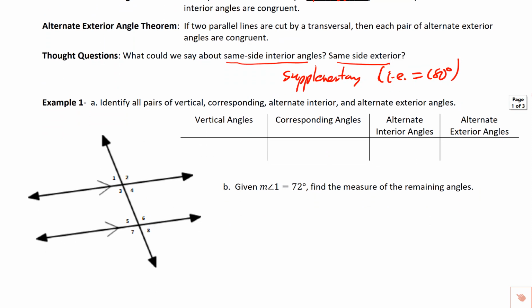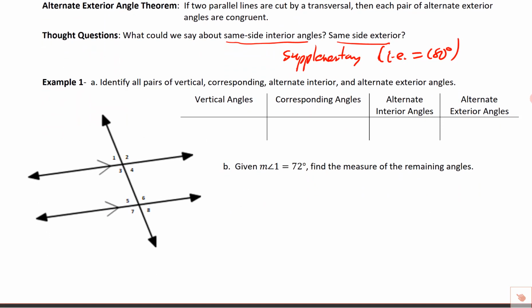Okay, so let's come down here and take a look at this diagram. It says identify all pairs of vertical, corresponding, alternate interior and alternate exterior angles. And then part B, we're going to be given some information about this. Vertical angles would be angle 1 and angle 4, because those are across from each other. Angle 2 and angle 3, because those are across from each other. Angle 5 and angle 8. And the last set would be angle 6 and angle 7.